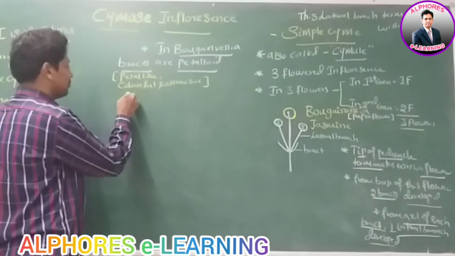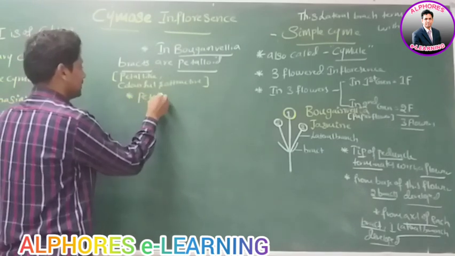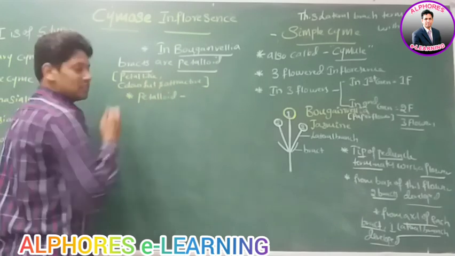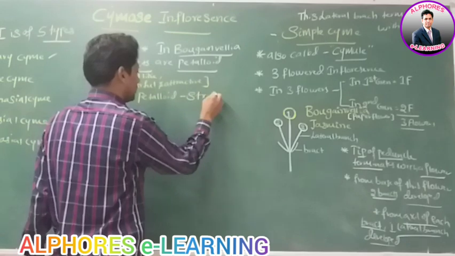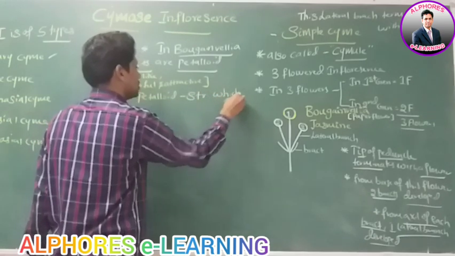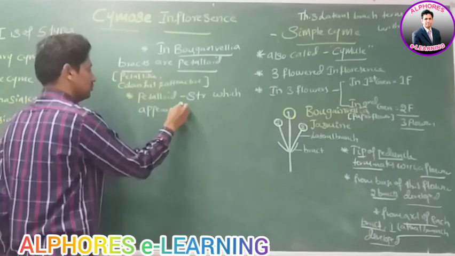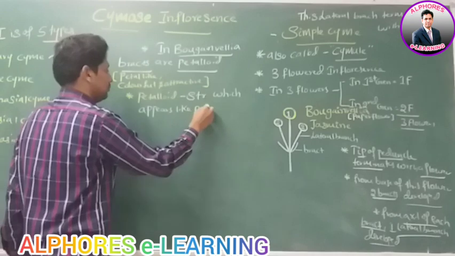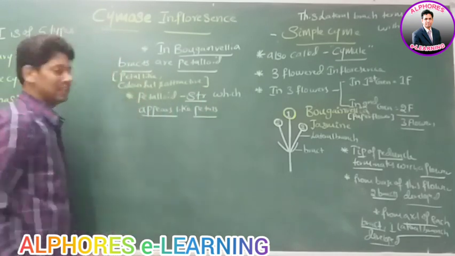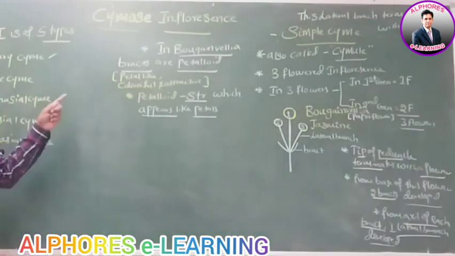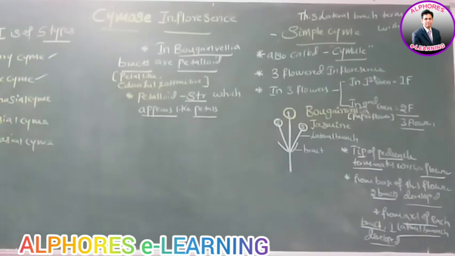Sir, what is the meaning of petaloid? Petaloid. A structure which appears like petals, right? Therefore, if a structure appears like petals, what are we calling it, sir? Petaloid. We are calling it petaloid. Okay. With this, we completed the simple cyme, right? Go for the next one.